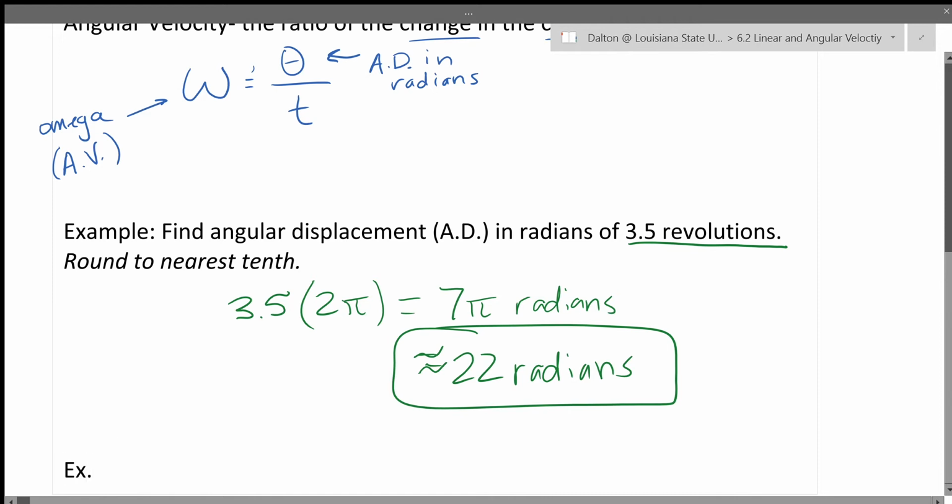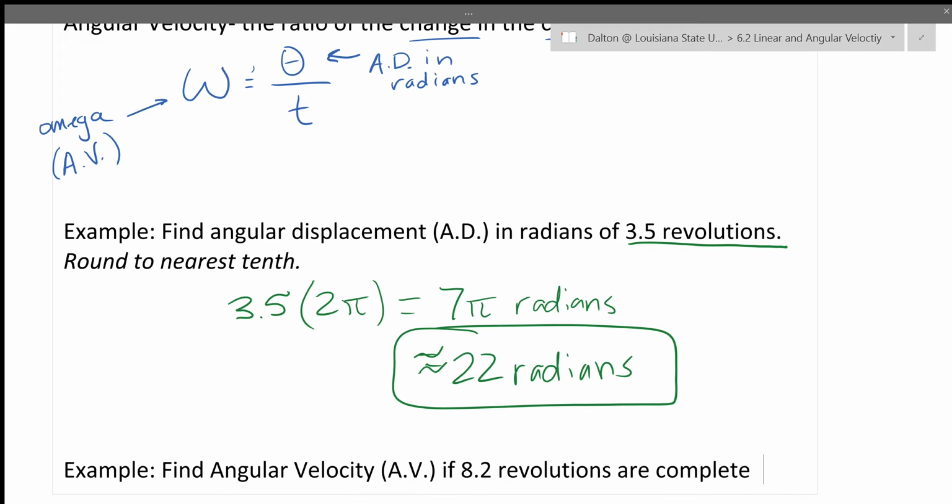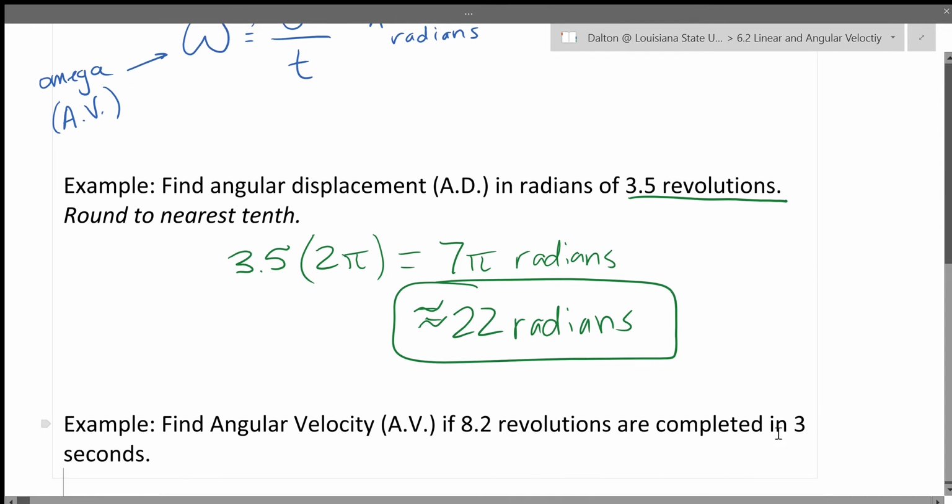So let's take this type of example and take it one step further. Next, I want you to find the angular velocity. Again, you can call that AV if you want. Find angular velocity if 8.2 revolutions are completed in 3 seconds.